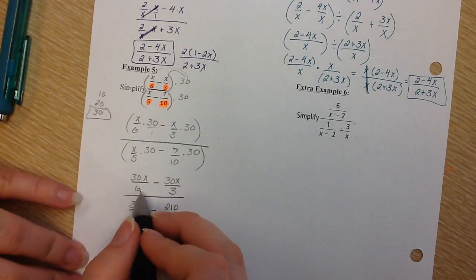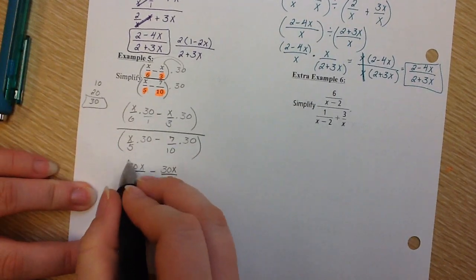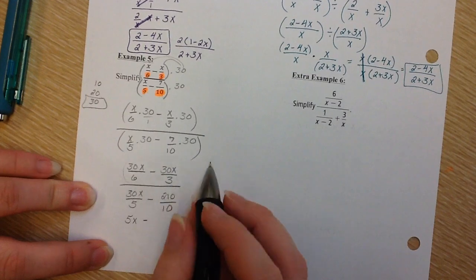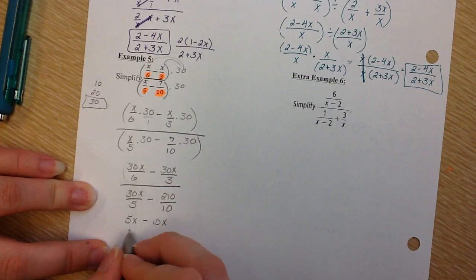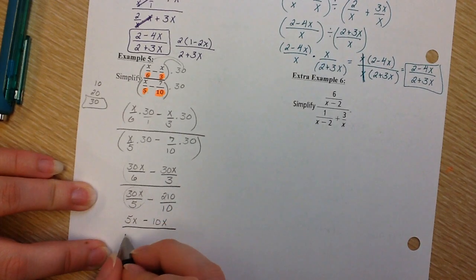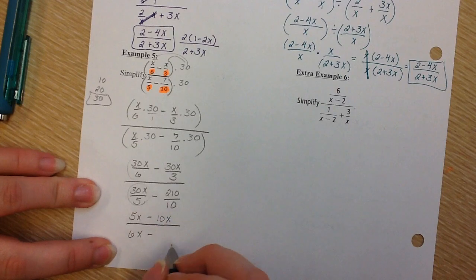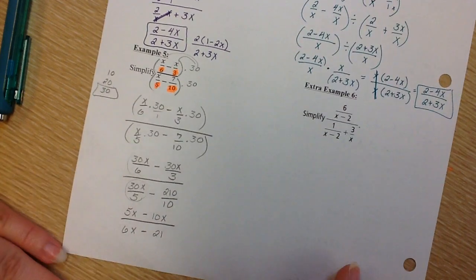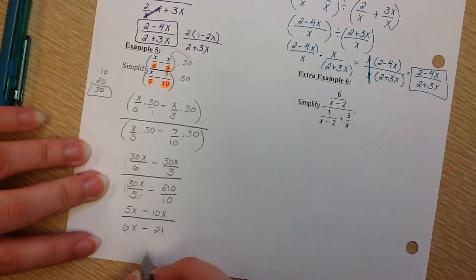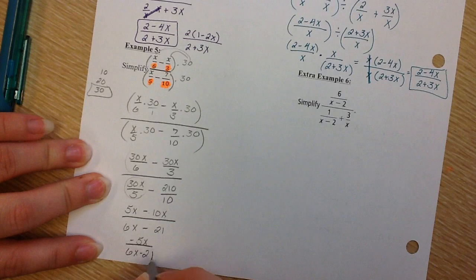Well, now I can take this 30x and divide it by 6, because 30 divided by 6 is just 5. So this simplifies to 5x minus 30x divided by 3 simplifies to 10x. 30x over 5, this is 6x. 210 divided by 10 is 21. Okay, so now simplify. 5x minus 10x, well, I can put those together. That's negative 5x all over 6x minus 21.